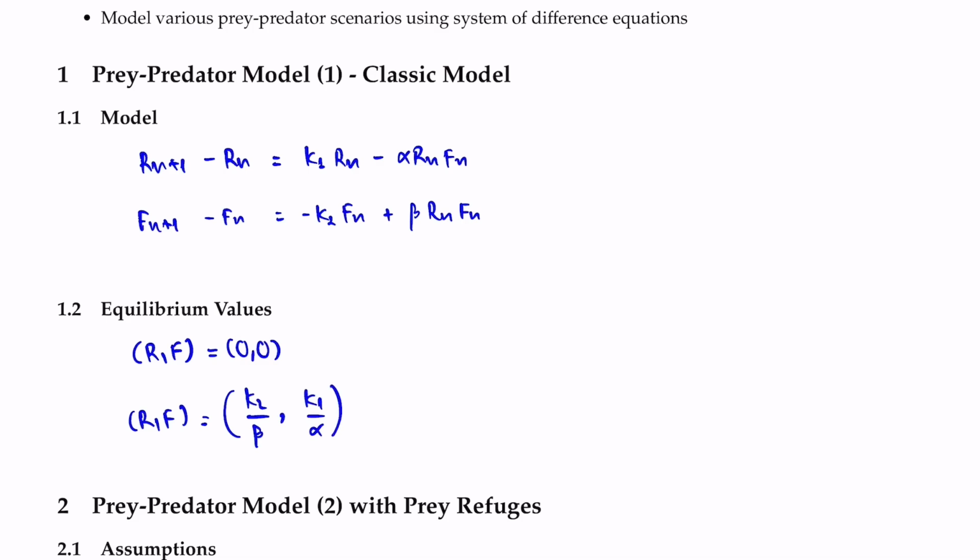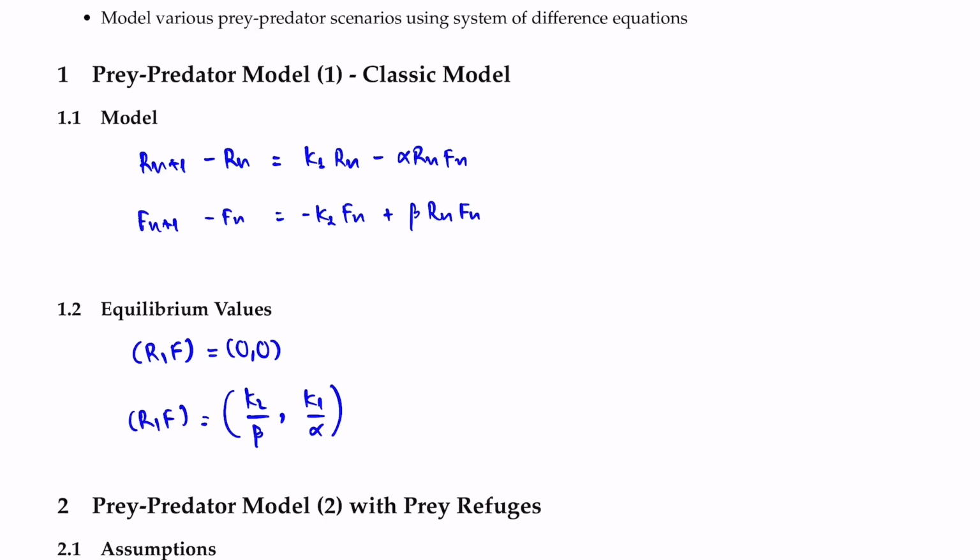When you have R equal to K2 over beta, it means that at equilibrium, the prey population is determined by how quickly the predators die compared to how much they reproduce from consuming the prey. And you have F equal to K1 over alpha. So the population of foxes, the predator in this case, at equilibrium depends on how fast the prey reproduce and how effectively the predators can catch and consume the prey.